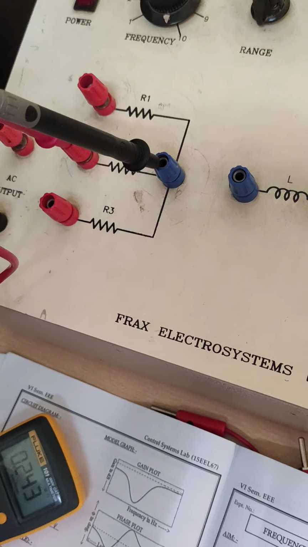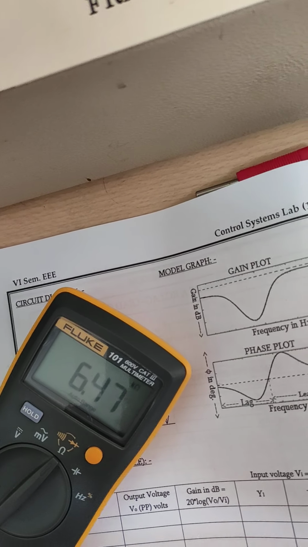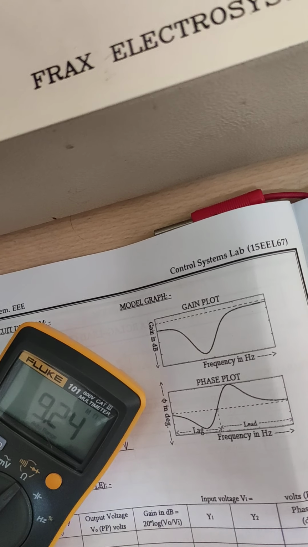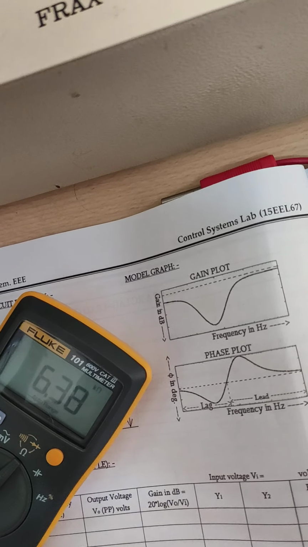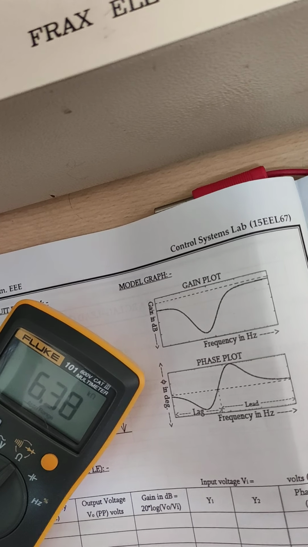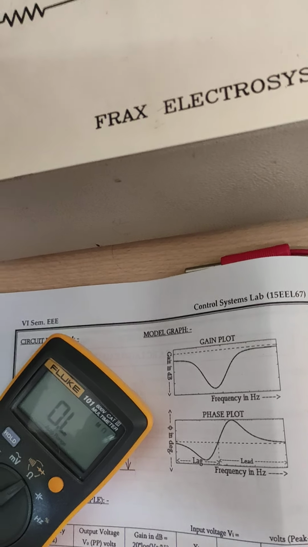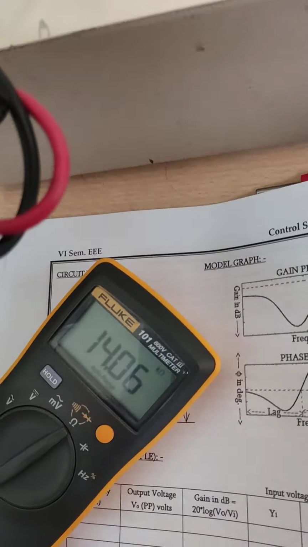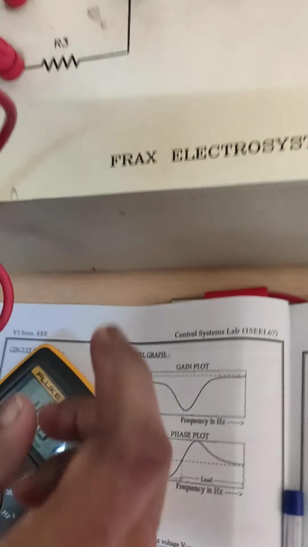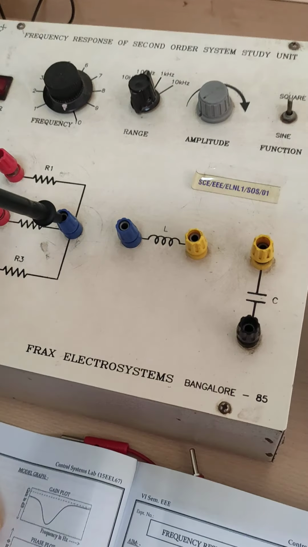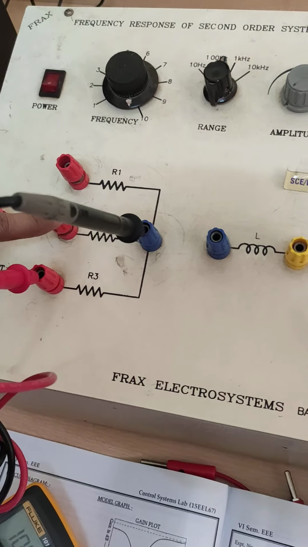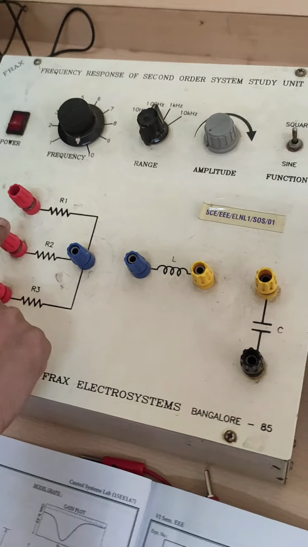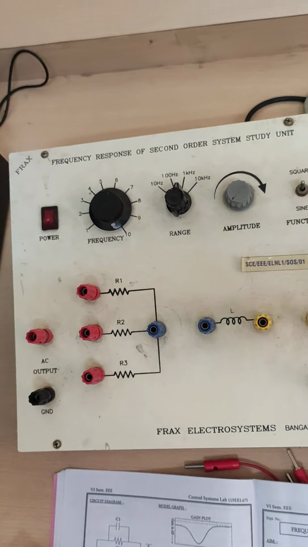Next is R2. R2 is around 6.4 kilo ohm, 6.38 or 6.4 kilo ohm. And next R3 is 10k. So R1 is 1k, this is 6.4 kilo ohm, and this is 10k. Now I'll connect 6.3 kilo ohm for this experiment.